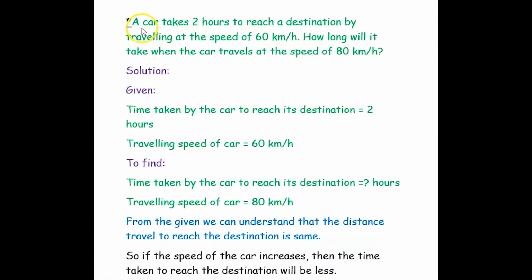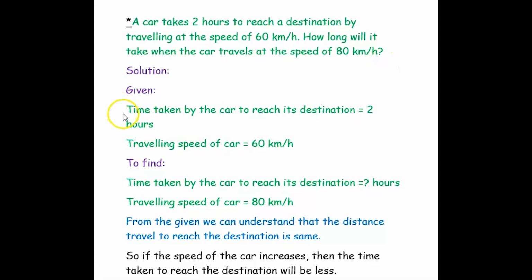Now let's see the next example. A car takes 2 hours to reach a destination by traveling at the speed of 60 km per hour. How long will it take when the car travels at the speed of 80 km per hour?